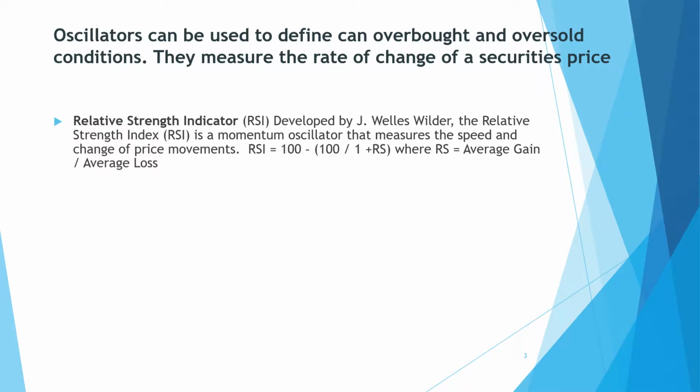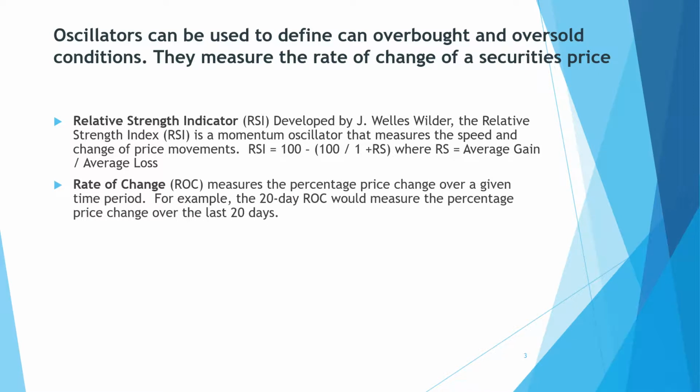So technicians use oscillators to define these things, and they measure the rate of change in a security's price. On my charts, you'll see this relative strength indicator, which was developed by Wells Wilder. You can look at the calculation here. It's a pretty simple calculation, but it's very effective. Rate of change is another simple one that people use. It's really just the percentage change of where something is versus X days ago.